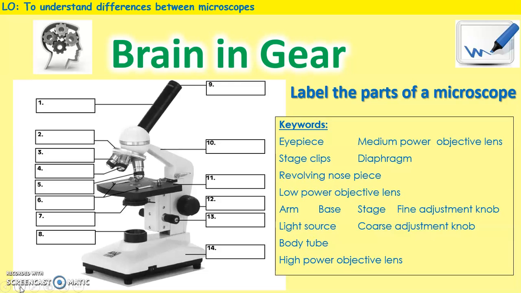Done? Great. So, part 1 is the body tube. Number 2, the resolving nose piece. Number 3 is the low power objective lens, and as you can see there's 2 more. Number 4 is medium power objective lens, and 5 high power objective lens. 6, we've got our stage clips. 7, we've got the diaphragm. Diaphragm just allows light to enter or leave the specimen, and we can adjust how much light enters or leaves using the diaphragm. 8 is our light source.